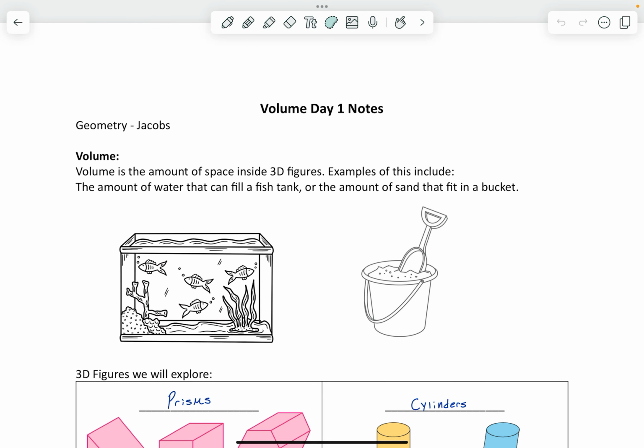Today is the first day of our new unit, volume. Volume is defined as the amount of space inside a three-dimensional figure. So we're no longer just looking at the area of a two-dimensional figure and finding the area of that square or rectangle. Instead, we are looking at a three-dimensional figure. For example, the amount of water that can fill a fish tank. That is a representation of volume. The amount of sand that can fit in a bucket, that is a representation of volume.